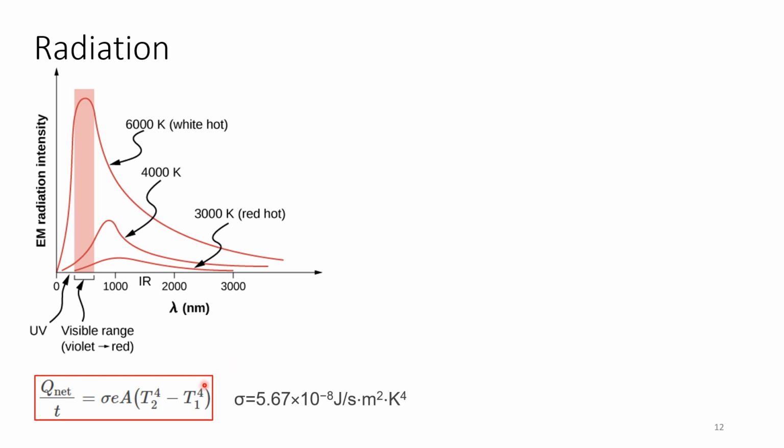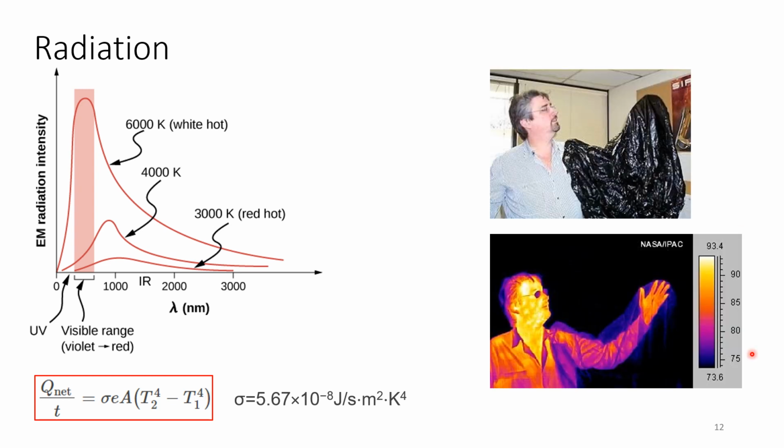The radiation rate is directly proportional to the fourth power of the absolute temperature, and that's a remarkably strong temperature dependence. Even a very small temperature variation can be detected because of this T to the power of 4 dependence. These images are called thermographs, and they can be used medically to detect regions of abnormally high temperature in the body.